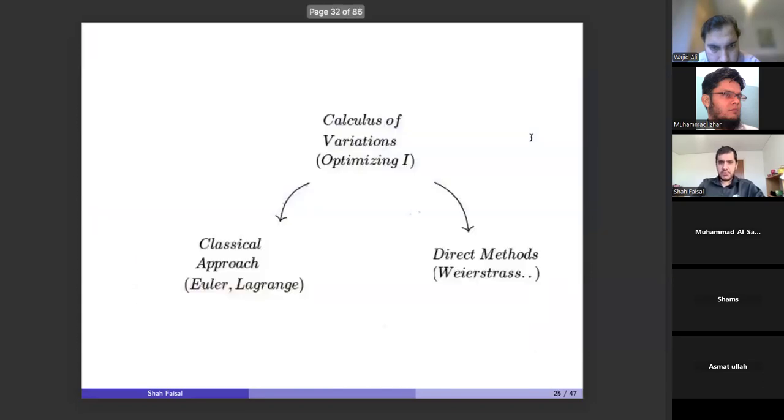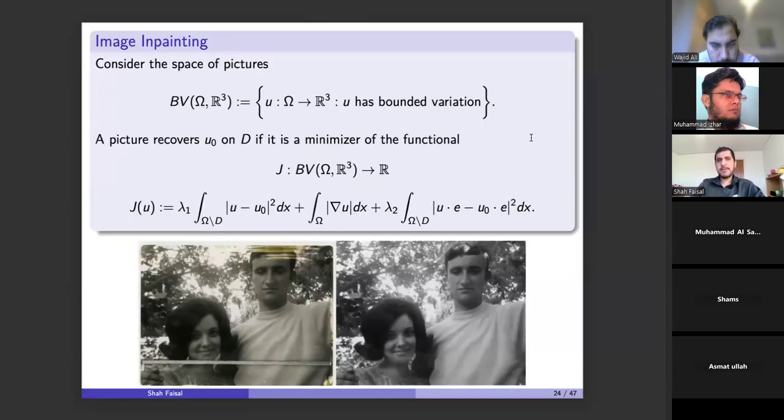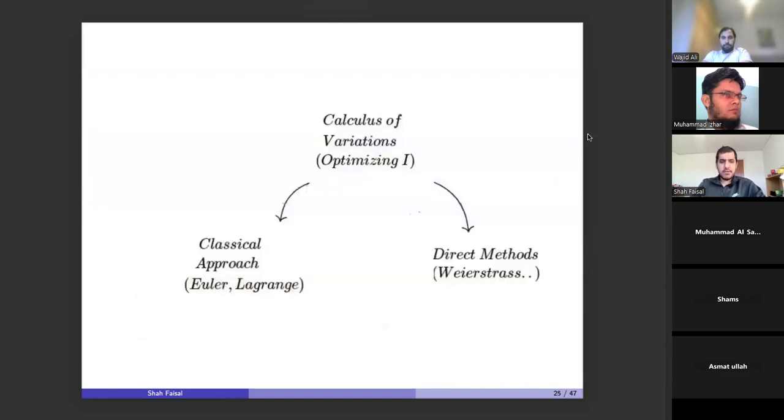So these were two examples where interesting problems boil down to minimizing functionals. That's what I wanted to explain. Okay. Now the question is, if you have a functional, how do you minimize it? What are the methods? So let's talk about some methods now.